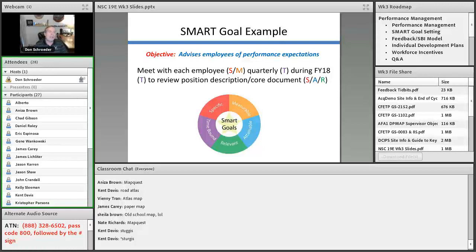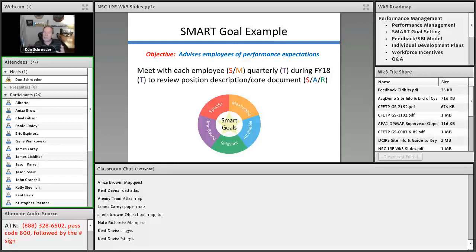to give them that goal of meeting the requirement of advising employees of performance expectations, look at the little words here on the screen. There are only 13 words here. Meet with each employee. That's very specific and very measurable. Quarterly, there's your time. During fiscal year 18 or whatever it is, again, that's a time. To review a position description and core documents, that's very specific, very attainable or achievable, and it's also relevant to the person's job. So here we have a SMART goal that is 13 words long.